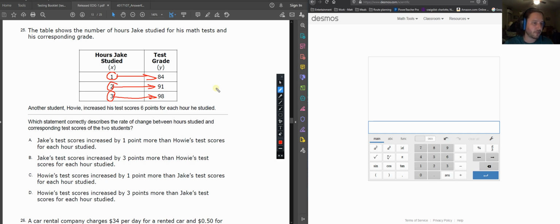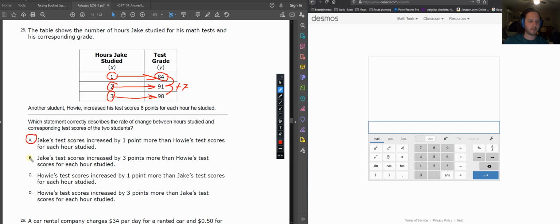So, another student, Howie, increased his test scores 6 points for each hour he studied. Okay, well, we just observed Jake is going up by 7 points each time. So if Howie is going up by 6, that means Howie's grade is increasing by 1 less than Jake's. So let's see which answer choice represents that. Jake's test scores increased by 1 point more than Howie's test scores for each hour studied. Yeah, that hits the nail right on the head.